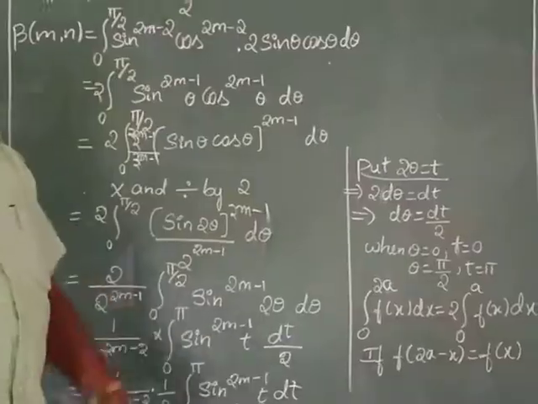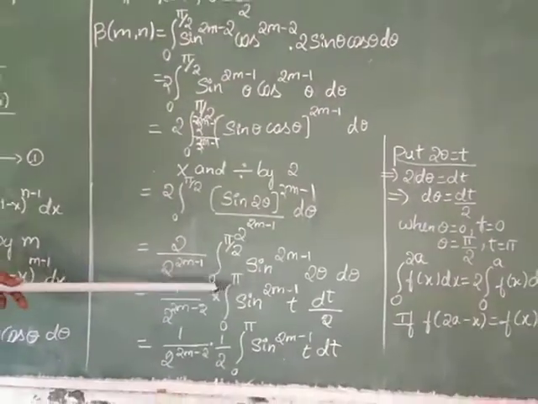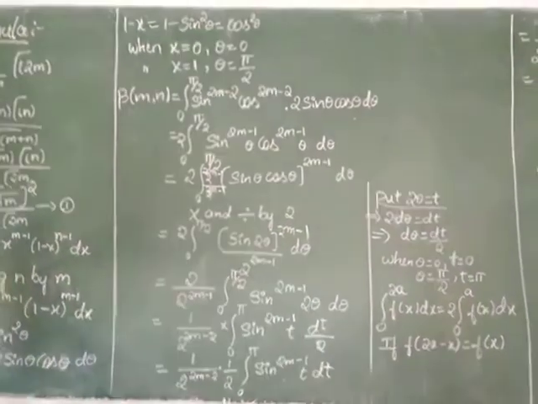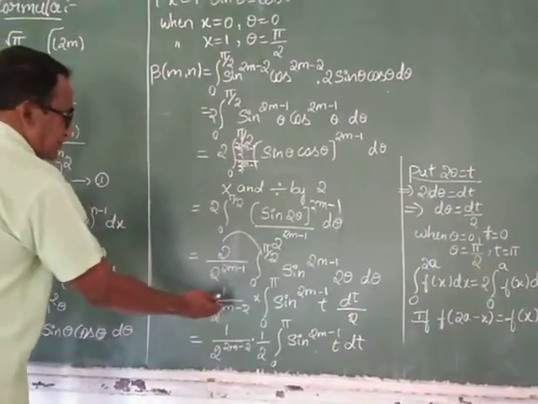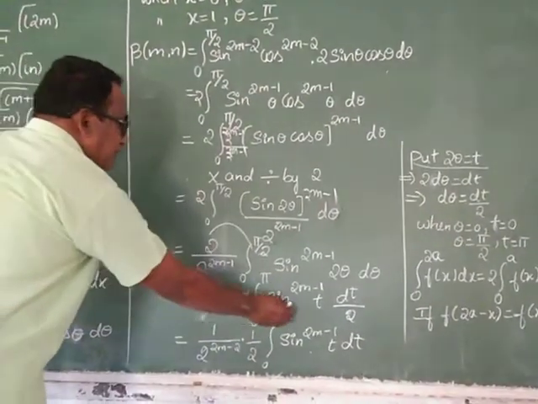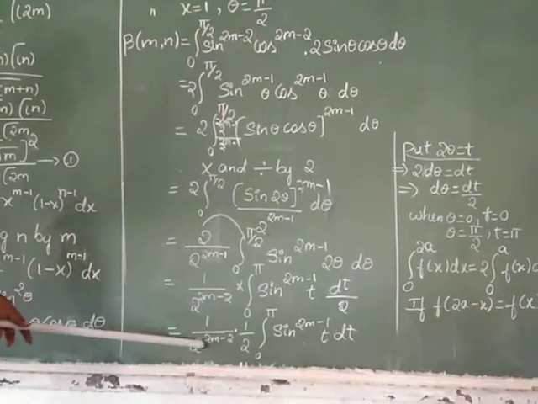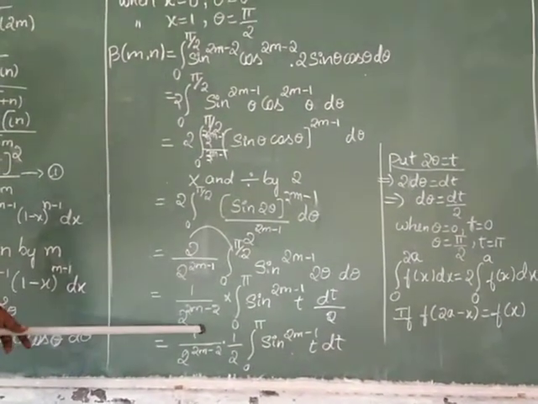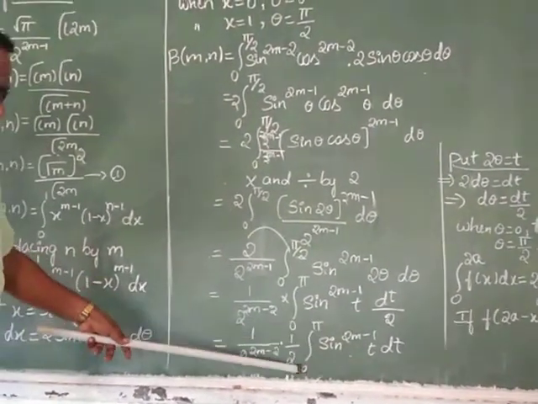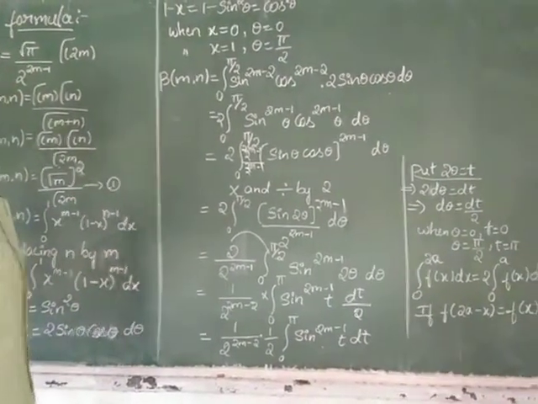If f of 2a minus x is equal to f of x, then the integral can be written in this fashion. So it is 2 into the integral from 0 to pi by 2, which may be written as the integral from 0 to pi of sine to the power 2m minus 1 t dt by 2. Carry 1 over 2 to the power 2m minus 2 as it is. This 1 by 2, a constant, can be written outside, the integral from 0 to pi of sine to the power 2m minus 1 t dt.